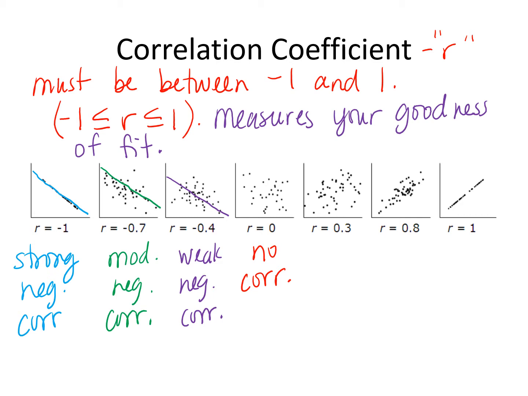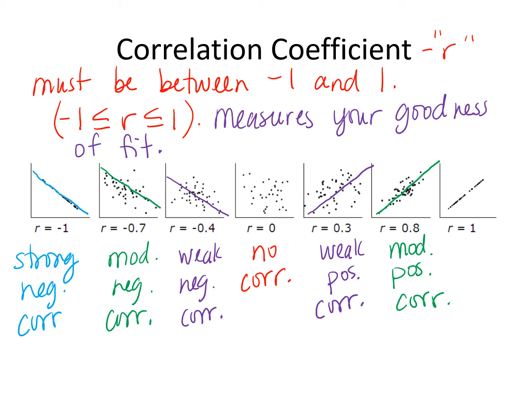On the right side now we will switch to the positive. And so if I try to draw a line for r equals 0.3, again, this would be an example of weak positive correlation. R equals 0.8. If you notice, the points are kind of more clustered together, but still going in that upward fashion from left to right. So this would be a moderate positive correlation.